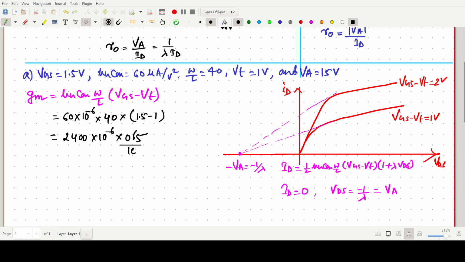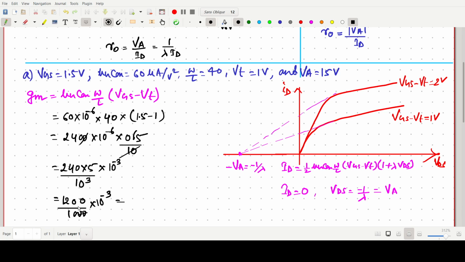If you simplify this, it should be like this: 240, or one can write 240 into 5 into 10 to the power minus 3, and divided by 10 to the power 3. So if we solve, it will come like this.